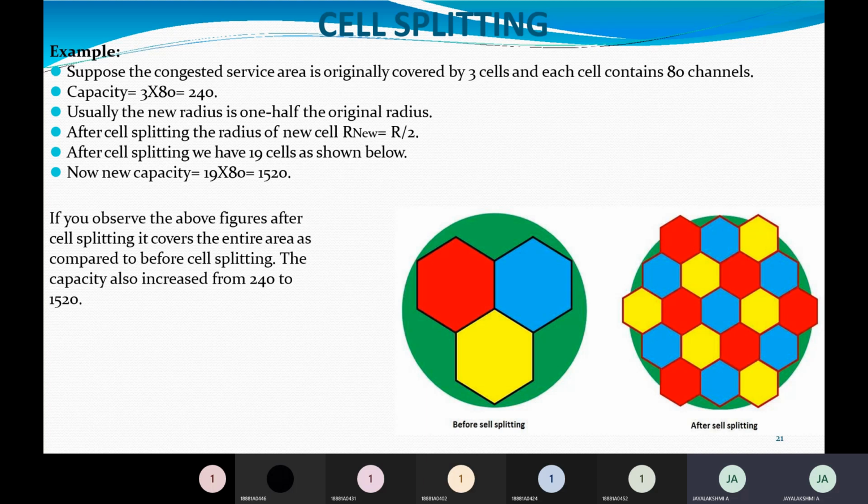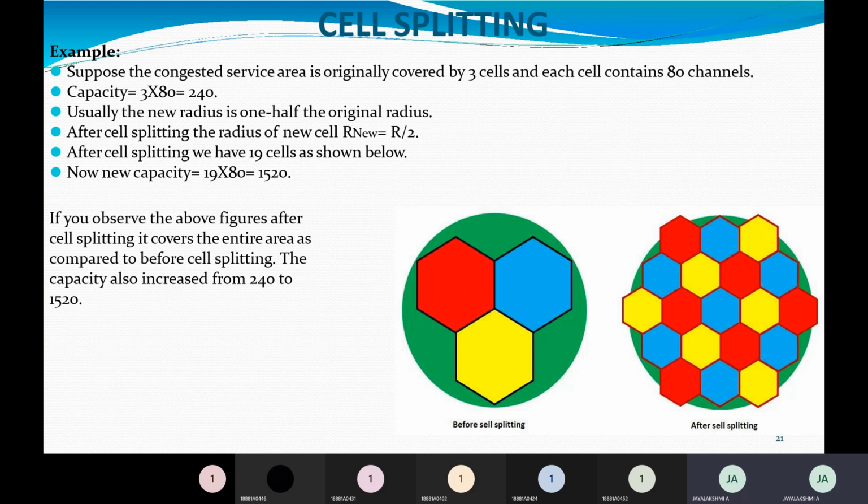Then the new capacity is given by 1520. So before cell splitting, the channel capacity is 240, and after cell splitting, the channel capacity is 1520. So from the figures, what you can understand is that after cell splitting, it covers the entire area as compared to before cell splitting.